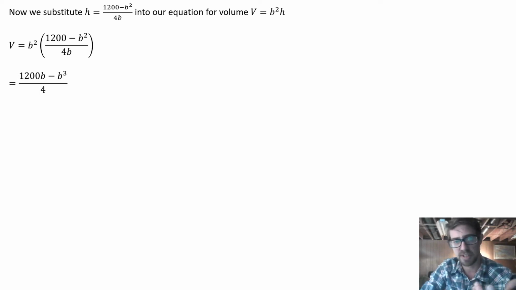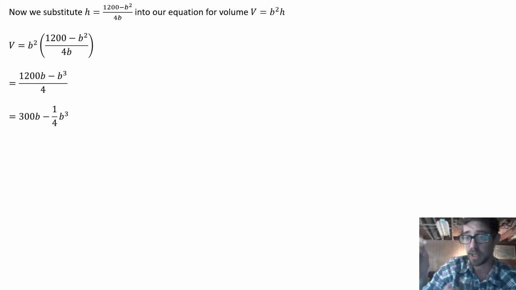So that simplifies to 1200b minus b cubed over 4. And we can even take that one step further. Just divide both of those terms by 4 and we get 300b minus 1/4 b cubed.